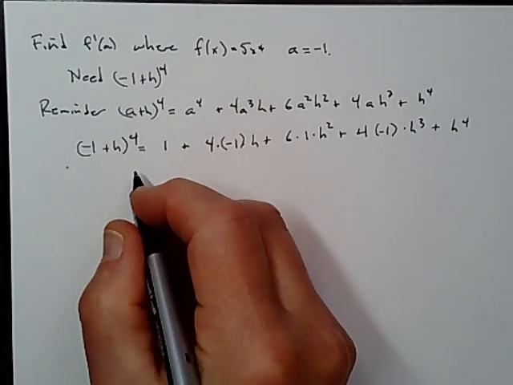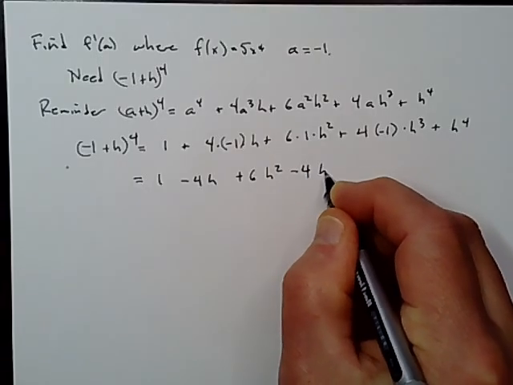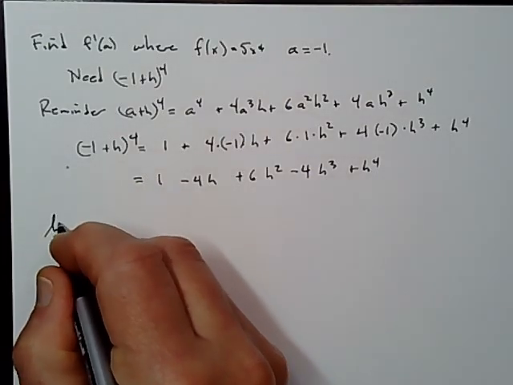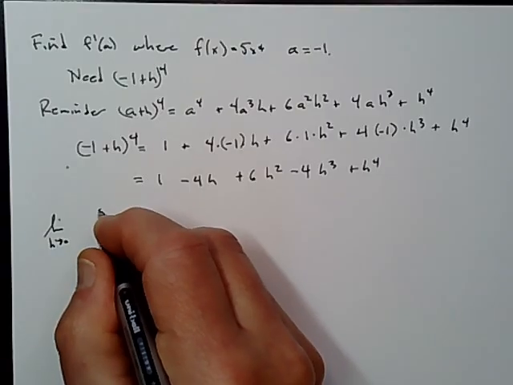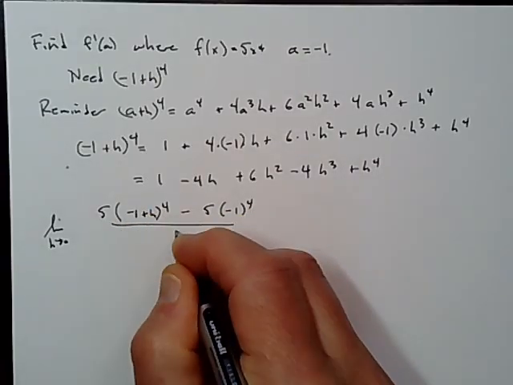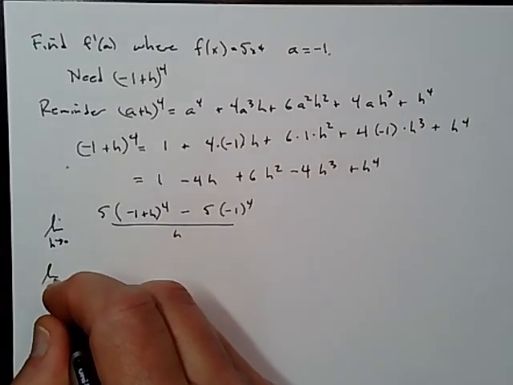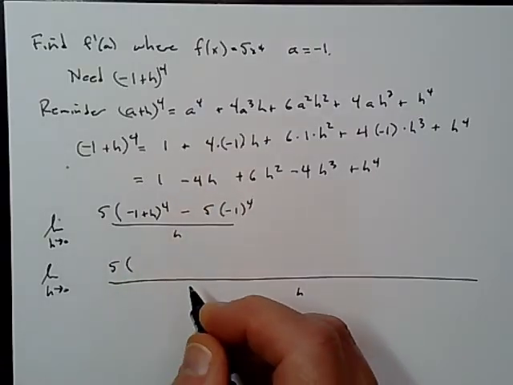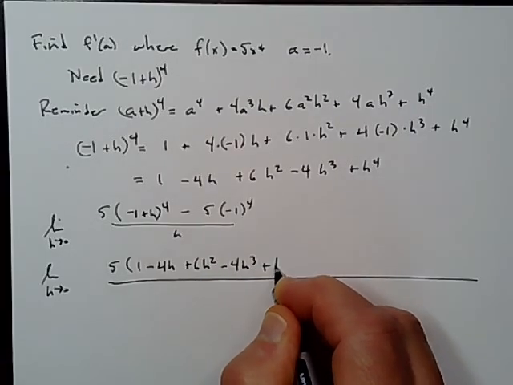All right, great. I'm going to cancel the minuses, see how it goes. So I get here 1 minus 4h plus 6h squared minus 4h cubed plus h to the fourth. All right, so I'm ready now for the difference quotient, the limit as h goes to 0 of 5 times (-1 + h)^4 minus 5 times (-1)^4, all over h. And it's 5 times this expression up here, so I'm going to copy the expression down: 1 minus 4h plus 6h squared minus 4h cubed plus h to the fourth.